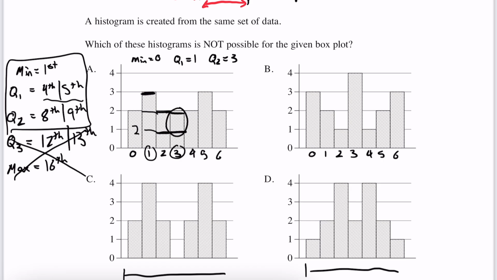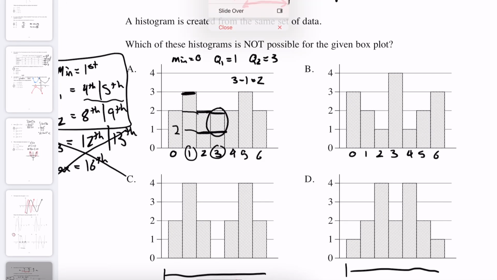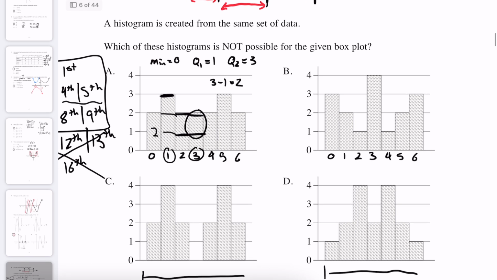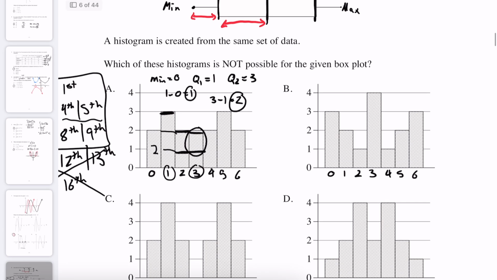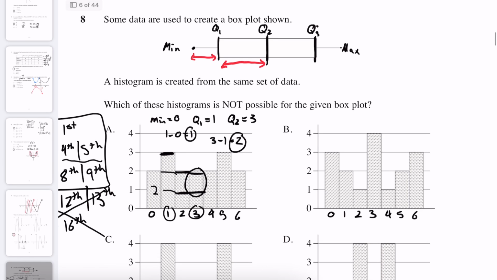So what we see is that Q2 minus Q1 equals 3 minus 1, which is equal to 2. And Q1 minus 0 is equal to 1 because it's 1 minus 0. And so we see that this is double that, and that is in line with what we observed there. So A is good because we're trying to identify which of these histograms is not possible.